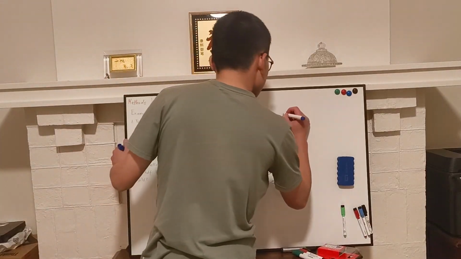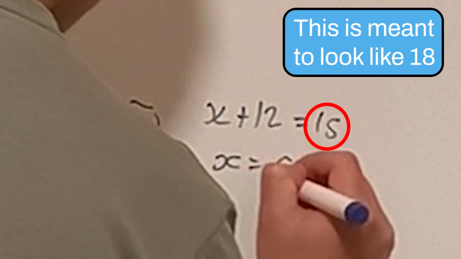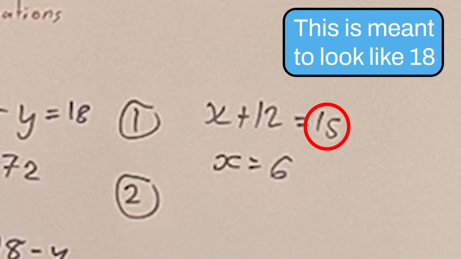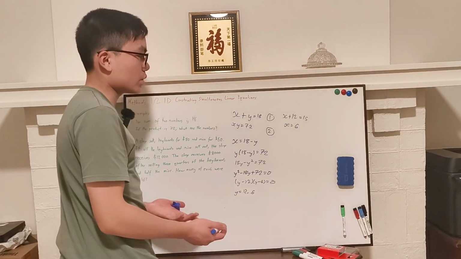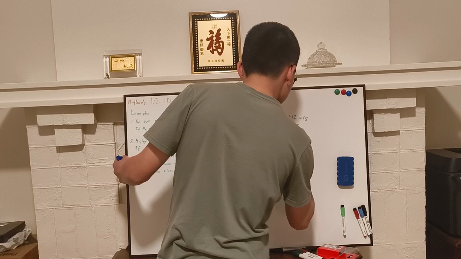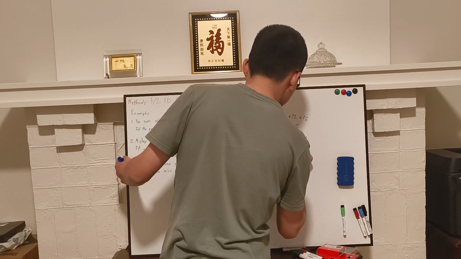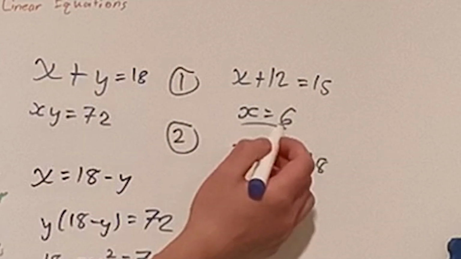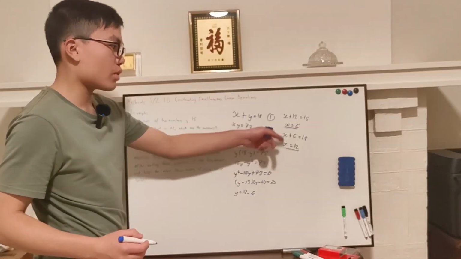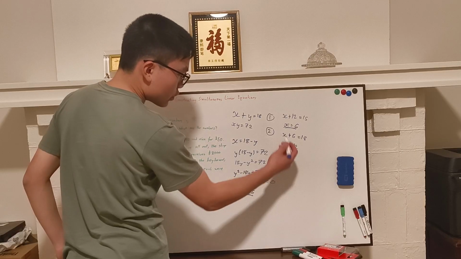So that becomes x plus 12 equals 18. And the answer would be x equals 6, because you're just rearranging the 12 over to the other side. But in this other circumstance where y equals 6, that means x plus 6 equals 18. And in this case, x equals 12. What you're going to realize is that x could mean either one of these two numbers, but y could also mean the same two numbers.